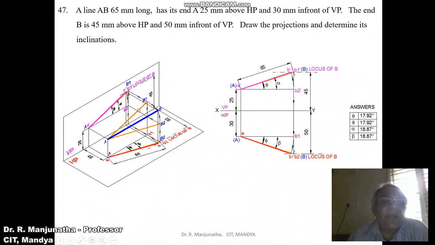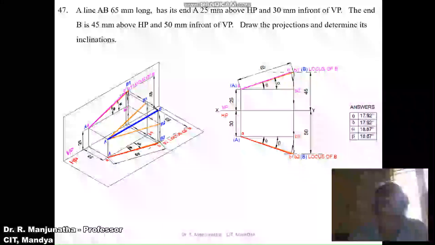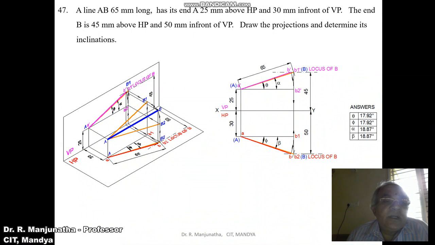Now we have this line and we have this line. So we need to find out the apparent length and inclinations. To do that, first we are going to consider the true length in the front view. When you look from the top view, we can see the distance. B1 is in front of VP by 30 mm and A is also in front of VP by 30 mm. But actually, B is not in front of VP by 30 mm. It is in front of VP by 50 mm.